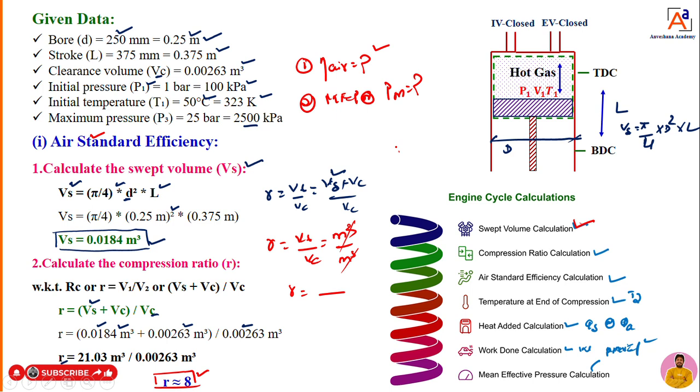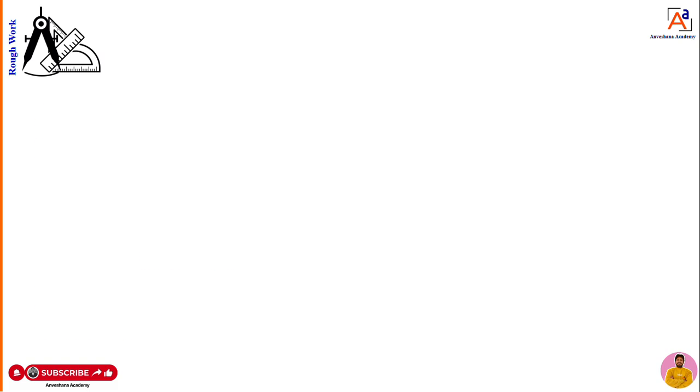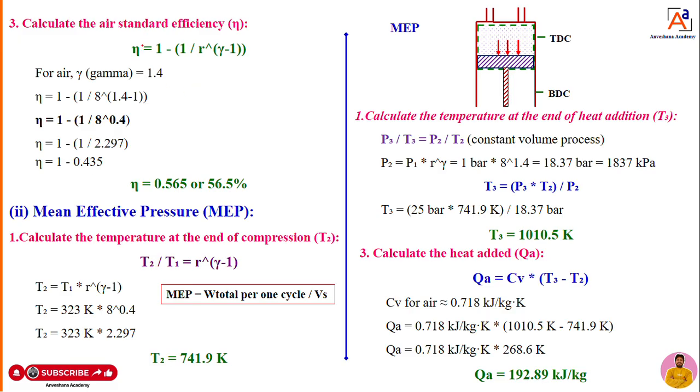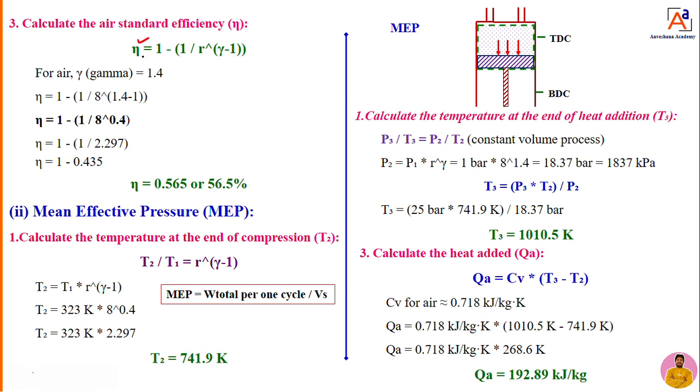Next, the third thing you have to do now, because our aim is to calculate the air standard efficiency. To calculate air standard efficiency, the sub parameters are very important. What are those? Vs and R. We calculated them. With the help of this, I can calculate the air standard efficiency. Now we know the equation. What is the efficiency equation? Eta of the Otto cycle is equal to 1 minus 1 divided by R to the power gamma minus 1. This is the formula we are having now.